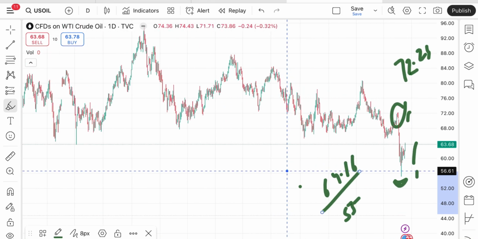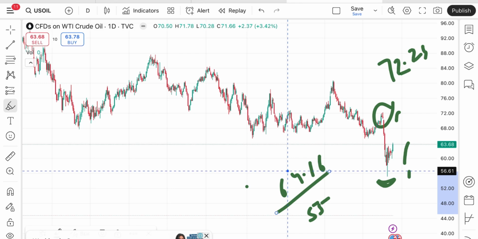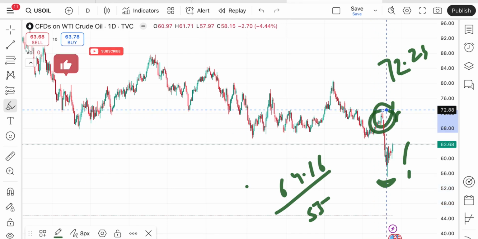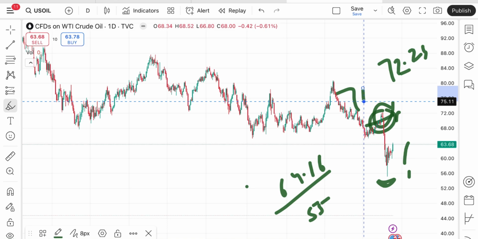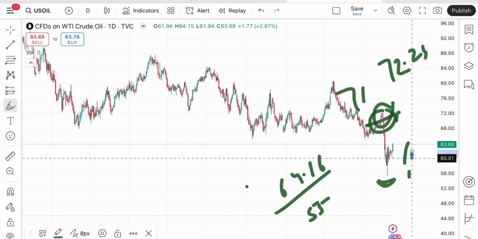Chances can be high that we can see a further upside, because a gap is pending at a level of $71. But if the price starts falling below 60, we can see a further fall.